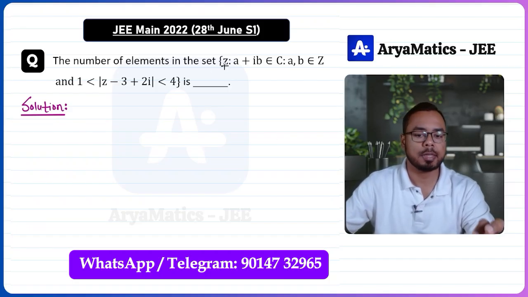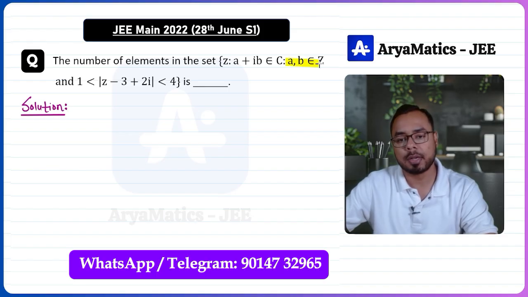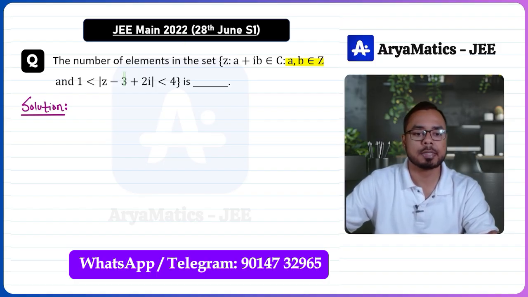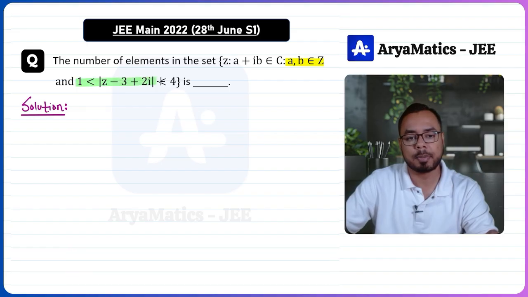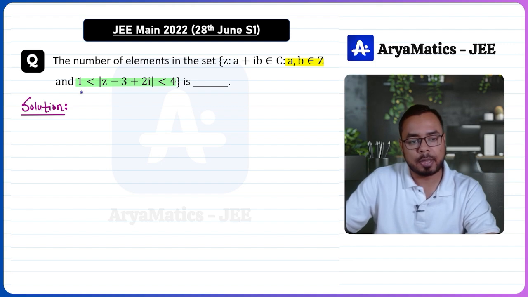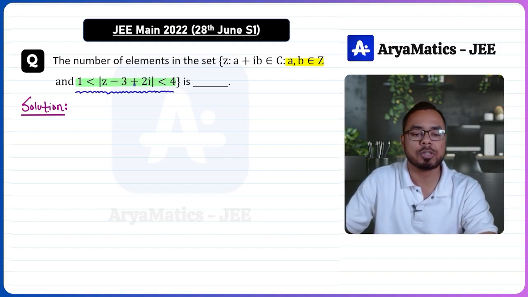The number of elements in this set Z, where Z is the set of all complex numbers of this form a plus iota b, where a and b are integers, and the modulus of this complex number Z minus 3 plus 2 iota is between 1 and 4. Now we know that this inequality will represent a region between two circles, one of radius 1 unit, another of radius 4 units, and the center of the circle will be at point 3, minus 2.